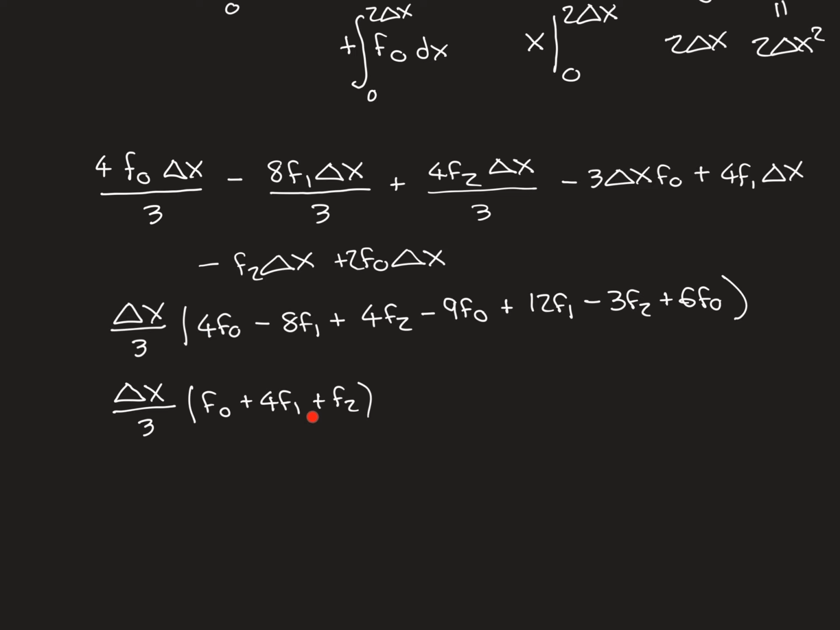And remember what this means. That is the integral underneath our quadratic interpolation. So this then is the approximation for the integral of our function from 0 to 2 delta x.